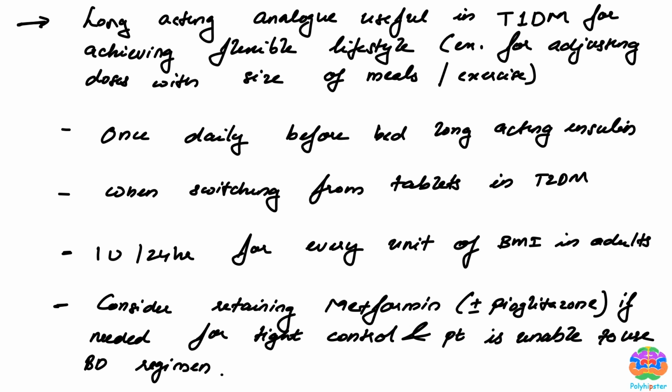Long-acting insulin analog is useful mainly in type 1 diabetes mellitus for achieving a flexible lifestyle, for example adjusting doses with the size of meals and exercise. It can be given once daily before bed, and it can also be used when switching from tablets in type 2 diabetes mellitus. The calculated dose is more than 1 unit per 24 hours for every unit of BMI in adults. Consider returning to metformin plus or minus pioglitazone if needed for tight control and the patient is unable to use a BD, that is 2 times daily, regimen.